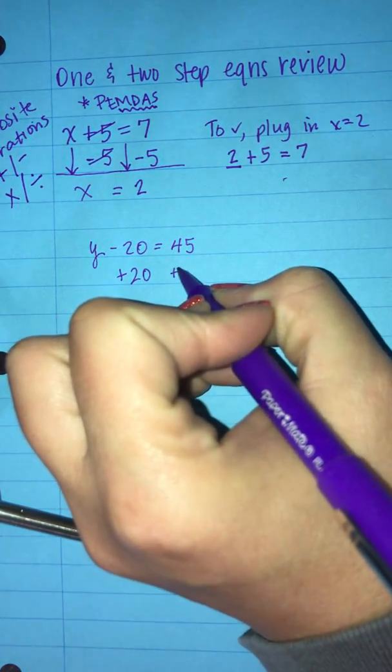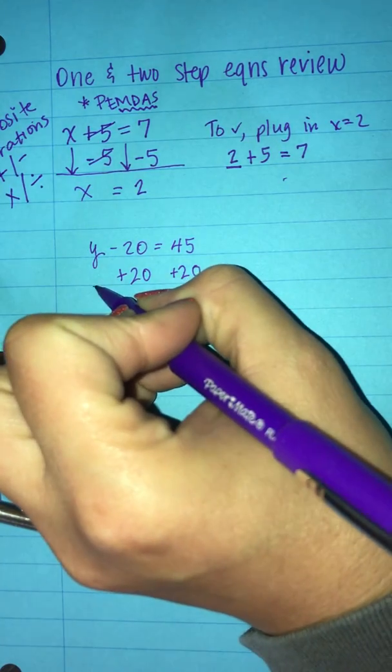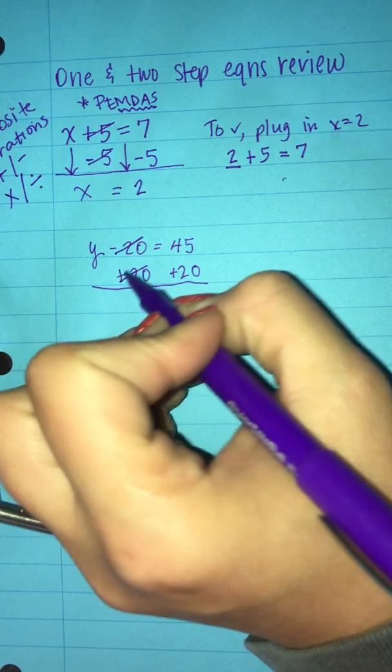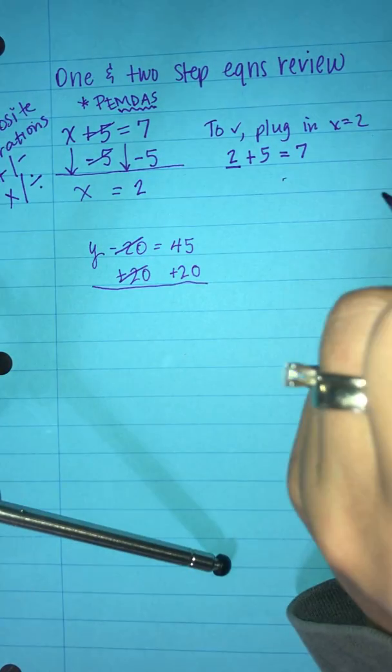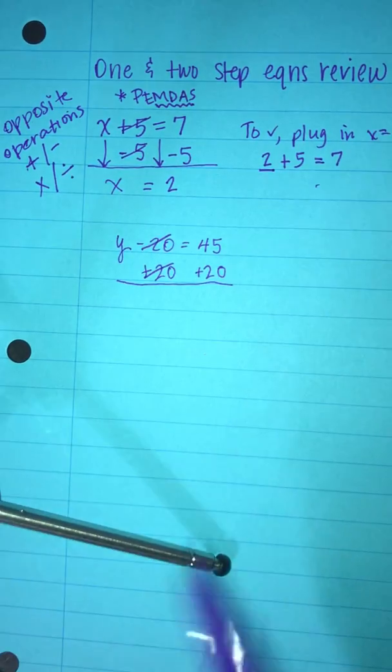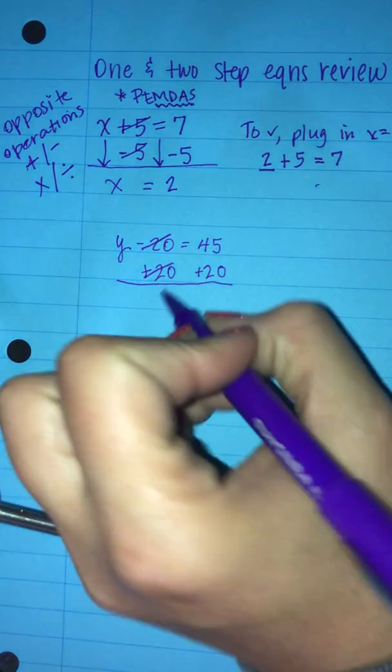And again, we want to do that to both sides to keep that equation balanced. So that cancels that out. A negative 20 cancels out a positive 20. That's exactly what we're wanting to do, guys, is just get rid of those things when we move them to the other side.